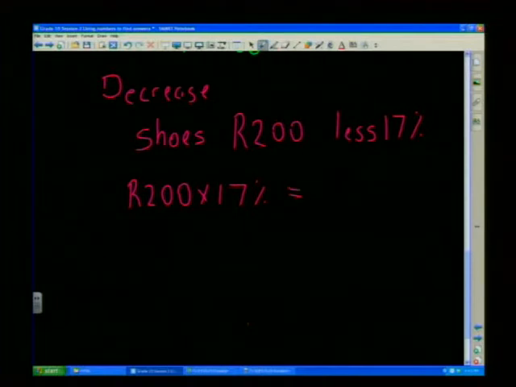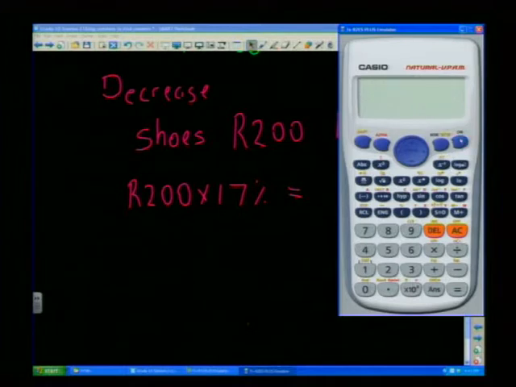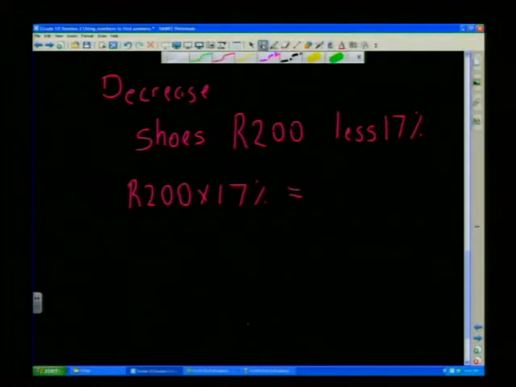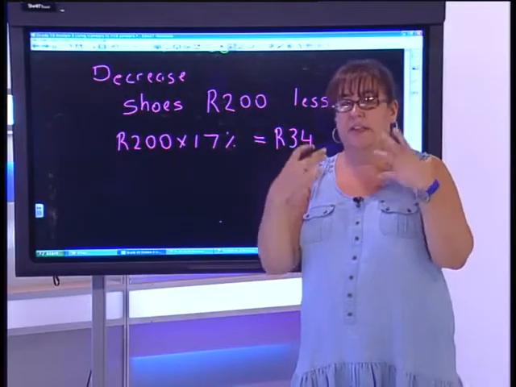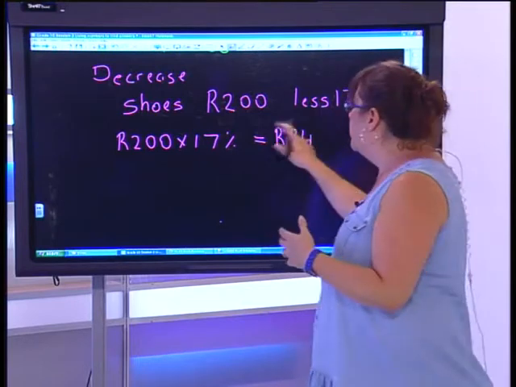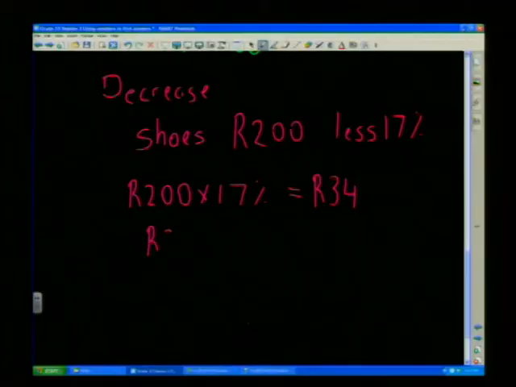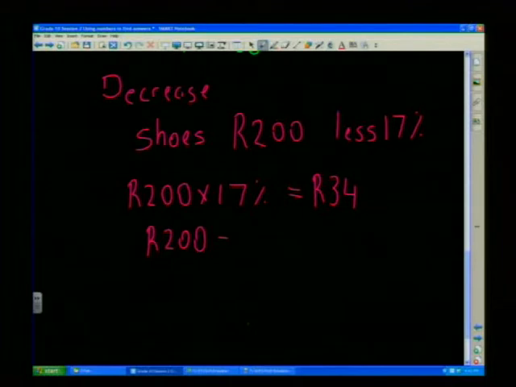So 17, and find my calculator. Right, 200. And remember, we always multiply 17%, and I get an answer of 34 rand. So what does that 34 rand signify? That 34 rand is the amount of discount that we are getting on the shoes. So we now take our 200 rand and we minus this 34 rand. And then we will find out what the total we paid for.